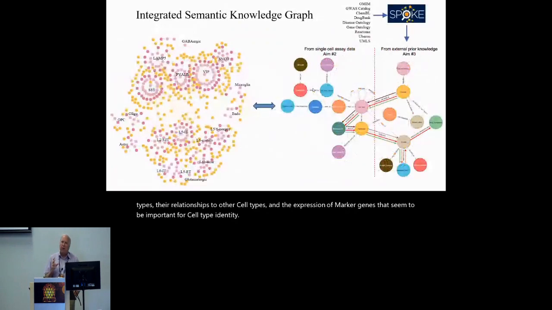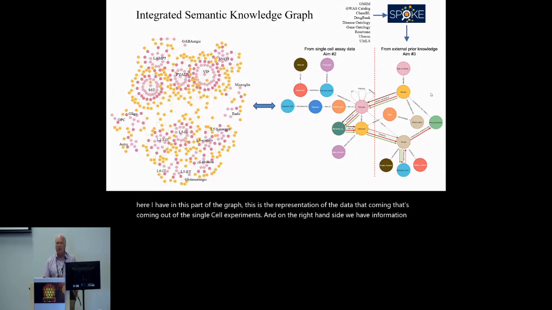So once we have that, then we can start thinking about integrating that information from the single cell data into other sources of knowledge. In this part of the graph, this is the representation of the data that's coming out of the single cell experiments. And on the right-hand side, we have information about gene disease associations that might be coming out of genetic association studies. We have information about drug-drug target interactions that might be coming out of binding studies. And we have information about protein function that might be coming from the gene ontology and places like that.